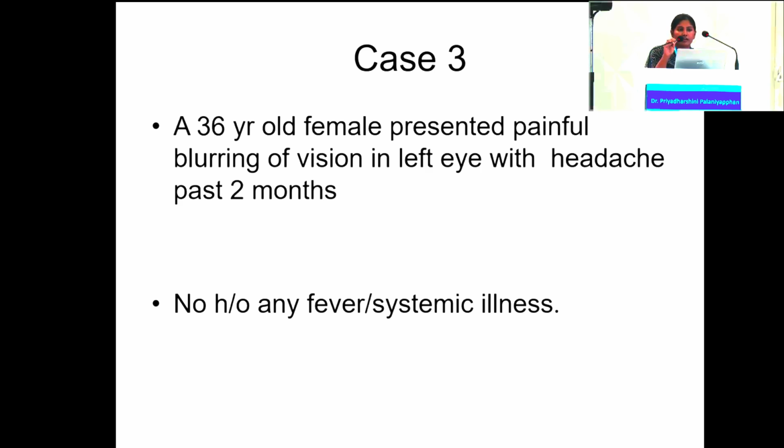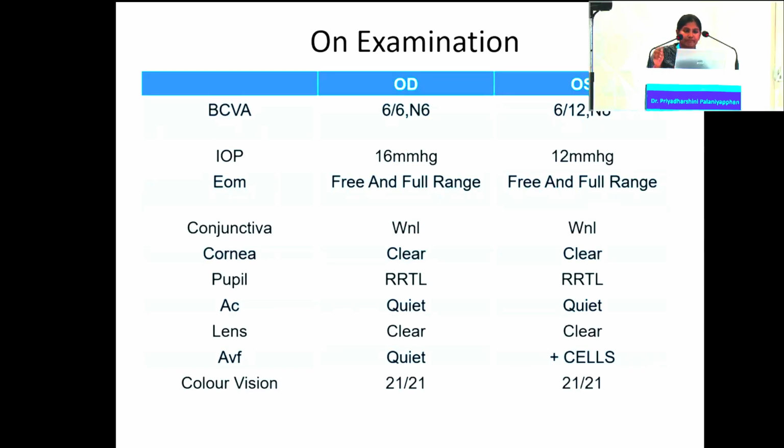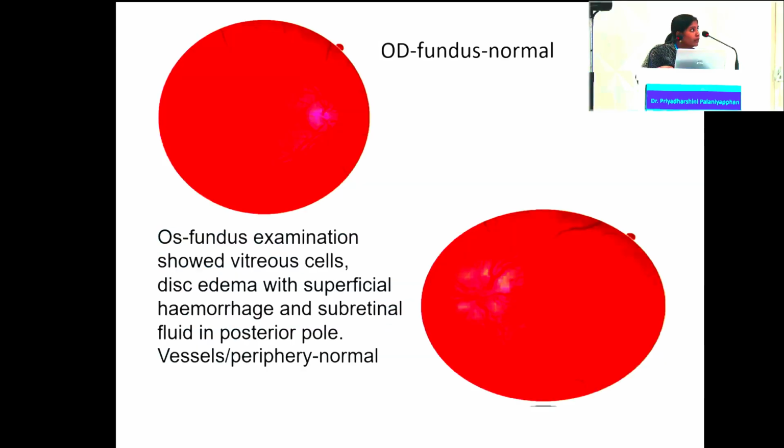Case 3, a 36-year-old female presented with painful blurring of vision in left eye with headache for the past 2 months. There was no systemic history or any fever. On examination, right eye was 6/6 and 6. In the left eye, the vision was 6/12 and 9. Pupil reaction was normal. There were vitreous cells in the anterior vitreous face. The right eye fundus was normal. Left eye showed vitreous cells, disc edema with superficial hemorrhages, and subretinal fluid in the posterior pole.